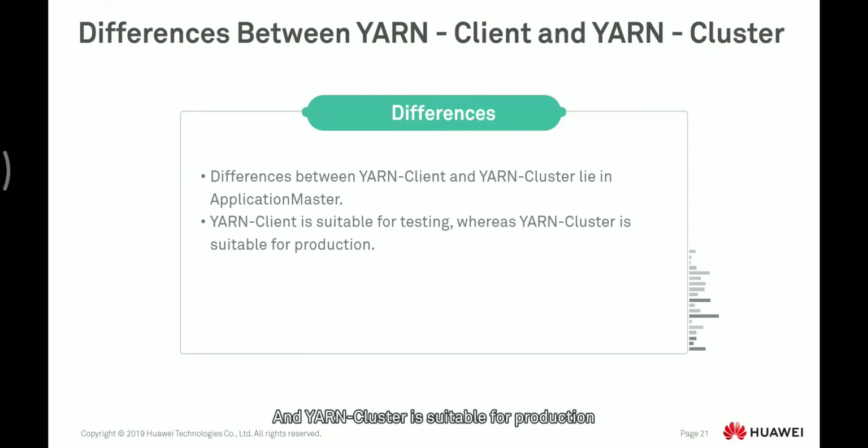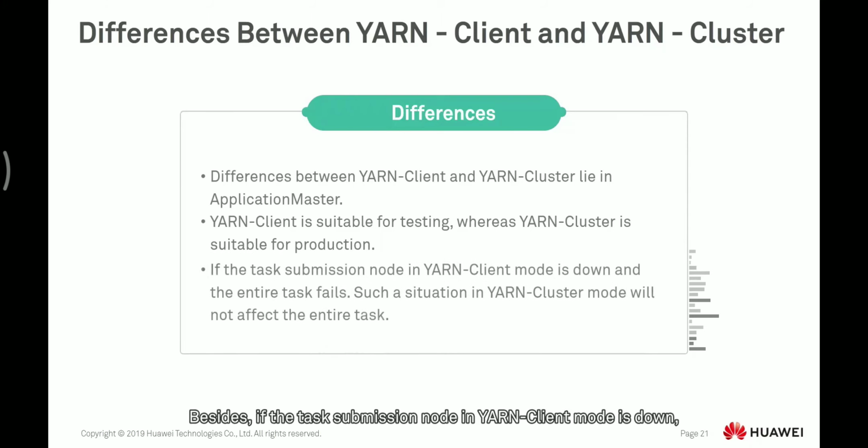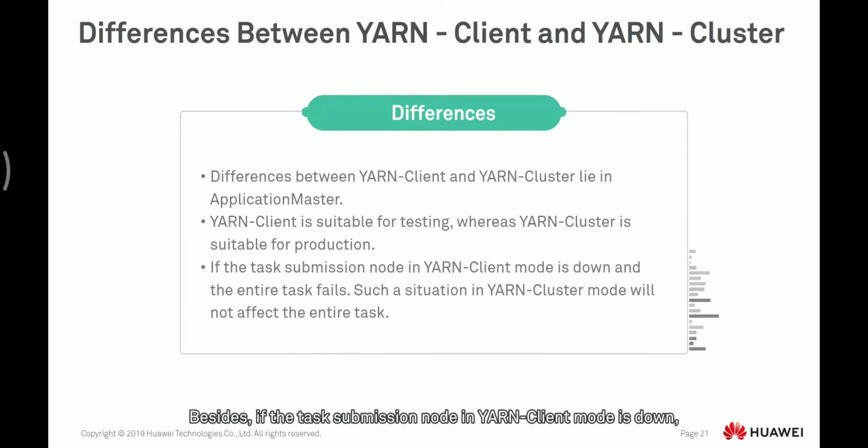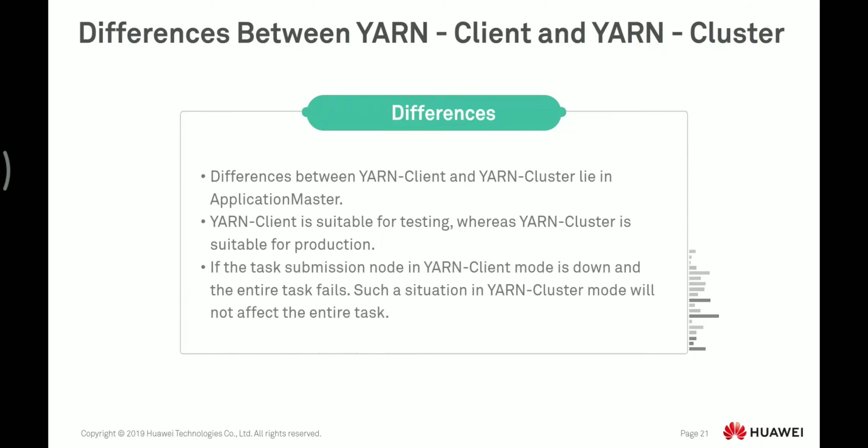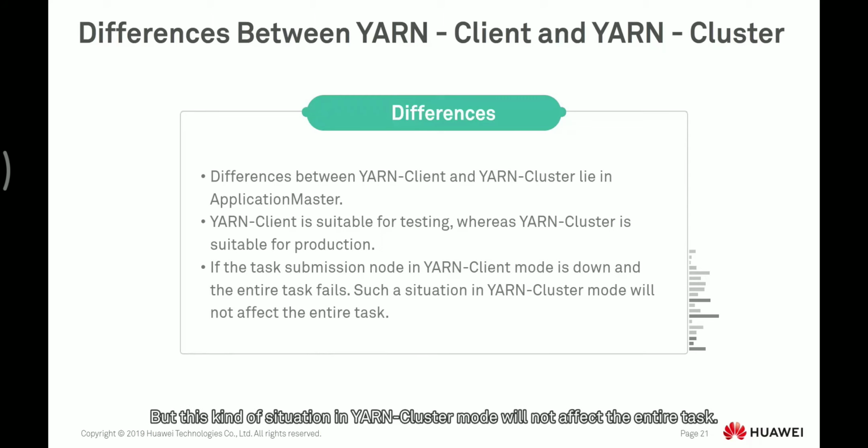And Yarn cluster is suitable for production because the outputs of applications can be quickly generated, while Yarn client is suitable for testing. Besides, if the task submission node in Yarn client mode is down, then the entire task will fail. But this kind of situation in Yarn cluster mode will not affect the entire task.